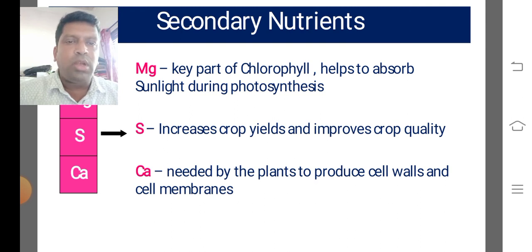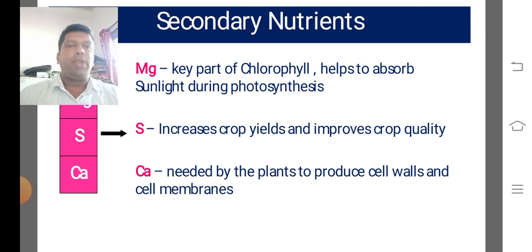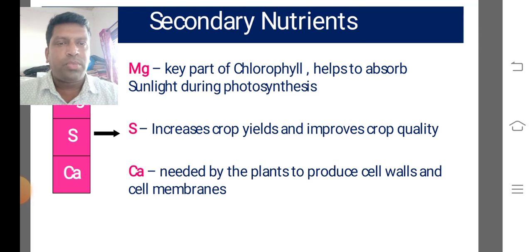The second one is sulfur. Sulfur increases the crop yields and improves the crop quality. The quality of the crop, seeds or fruits, etc., will improve because of the sulfur. Calcium is needed by the plants to produce cell walls and cell membranes. So these are the three secondary nutrients required by the plant in the right quantity.